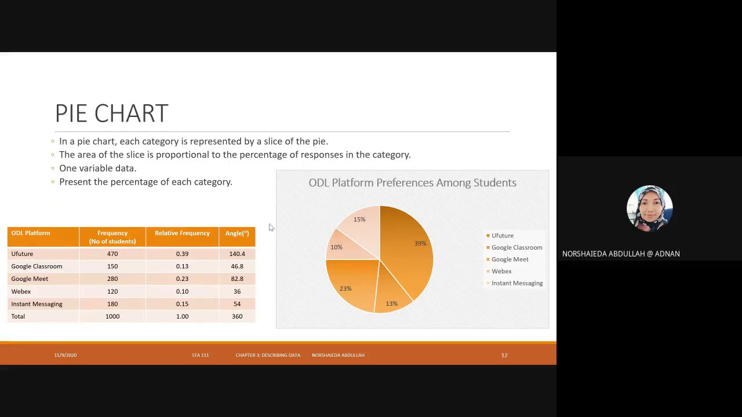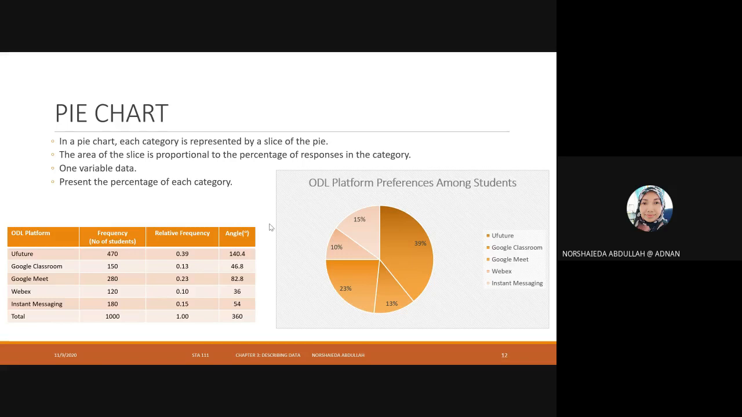Okay, so last one untuk qualitative data. Untuk qualitative data presentation, we also can use pie chart. But for pie chart, we can only present one variable data. So for example, the first data tadi, the ODL platform, the frequency distribution. Okay, from the frequency distribution, we can present it as pie chart. Kalau from contingency table, kita tak boleh guna pie chart, kita kena guna bar chart.